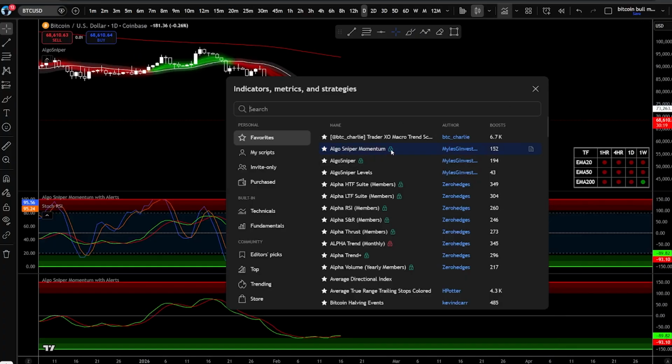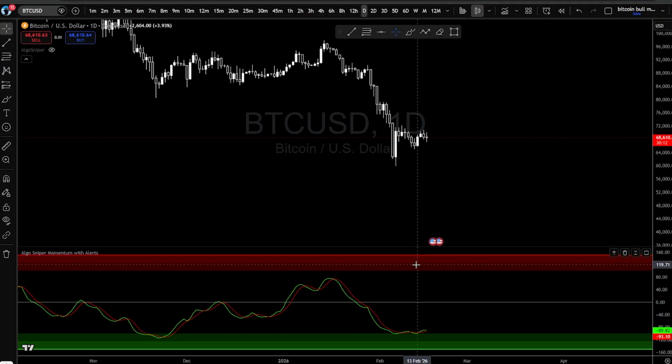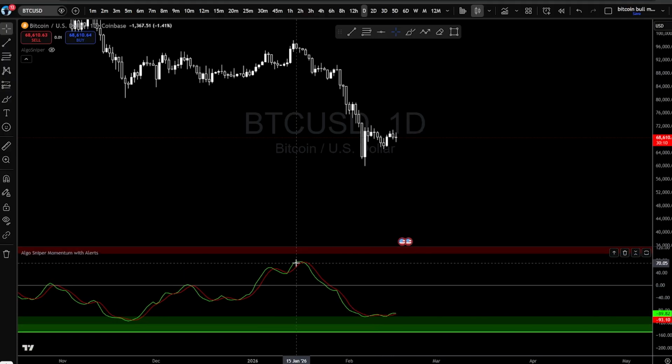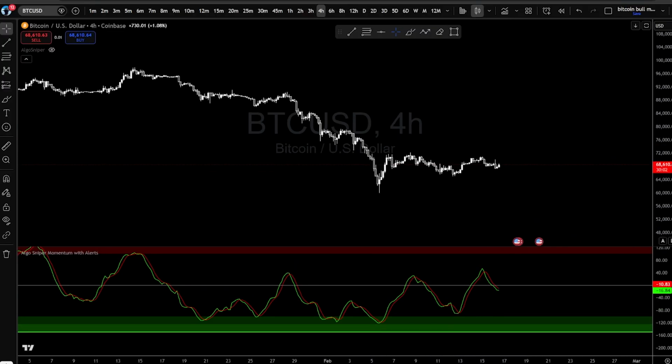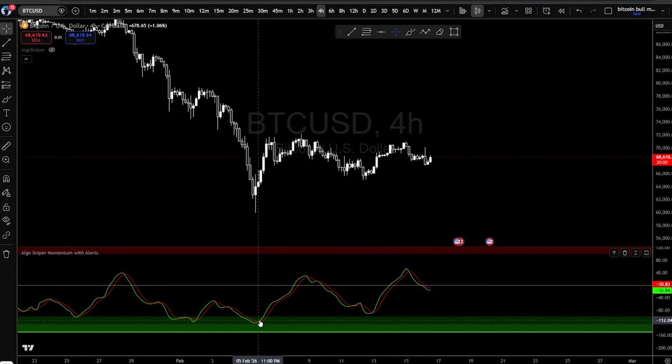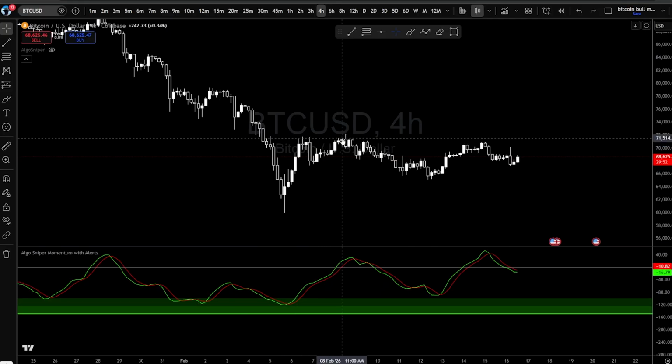Now, the other indicator we have is AlgoSniper momentum. At first, you're going to see these red lines and the green lines and this type of MACD. This works great in all different time frames, but as you can see, when this line hits this green area, this is essentially a really good buying opportunity. And when these lines cross, that means there's going to be some bullish momentum, which there was there.